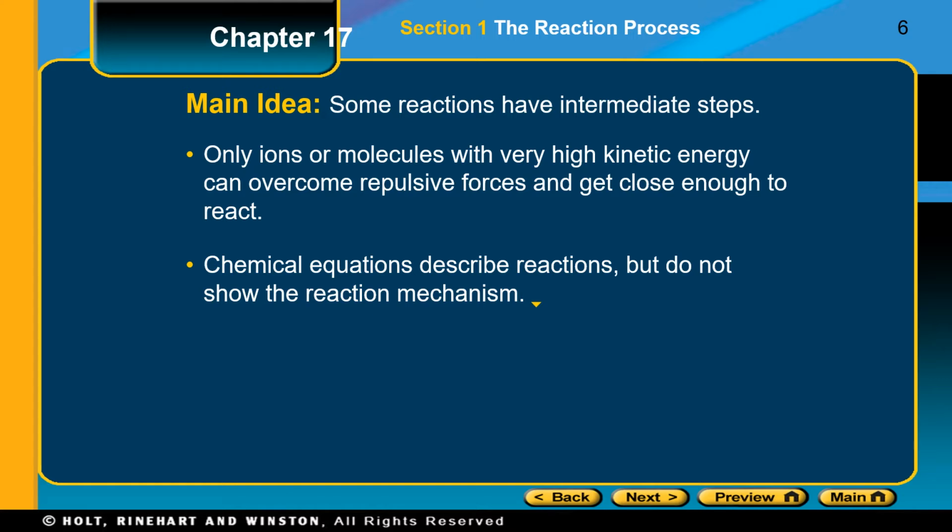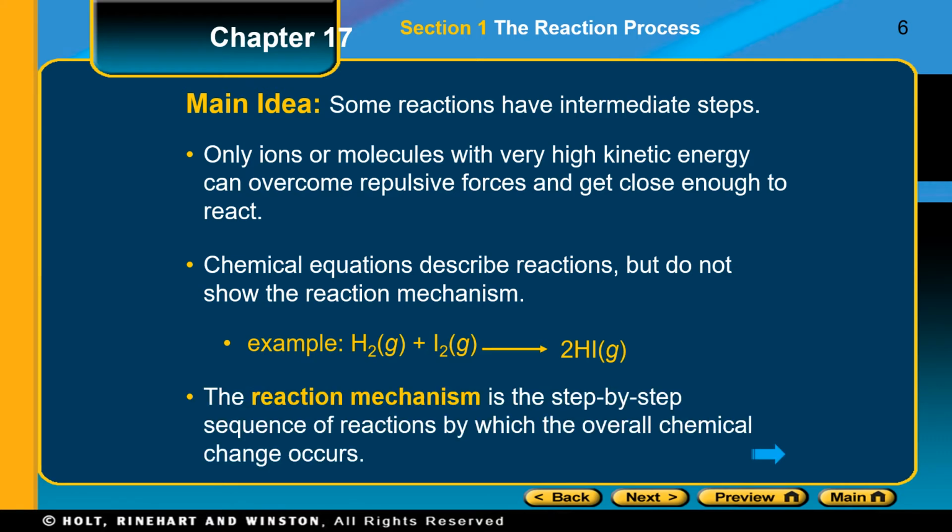Now, chemical equations describe the reaction. We've written all kinds of chemical equations and we've balanced them, but they don't show the reaction mechanism. In other words, how do they actually get changed from reactants into products? Let's take this example that we've been talking about at the very beginning. Here we have a hydrogen molecule reacting with an iodine molecule and forming two hydrogen iodide molecules. It doesn't say how that happens.